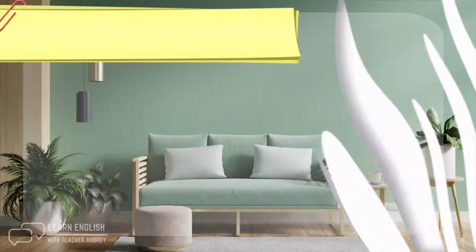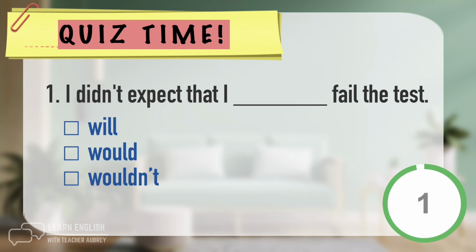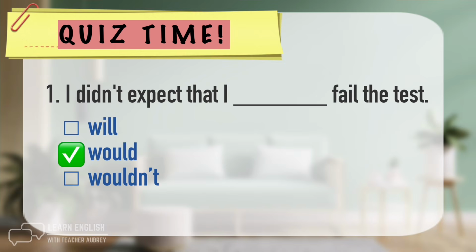This time, it's your turn. Try to put your answers and your score in our comment section below. I didn't expect that I failed the test. The correct answer is would. I didn't expect that I would fail the test.